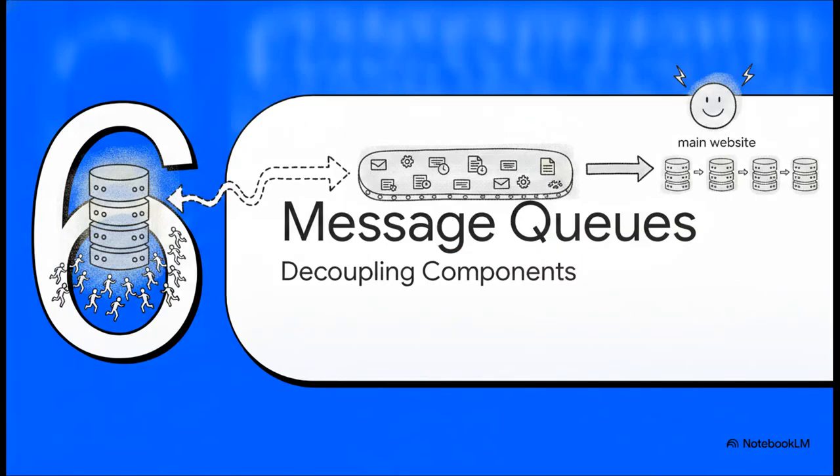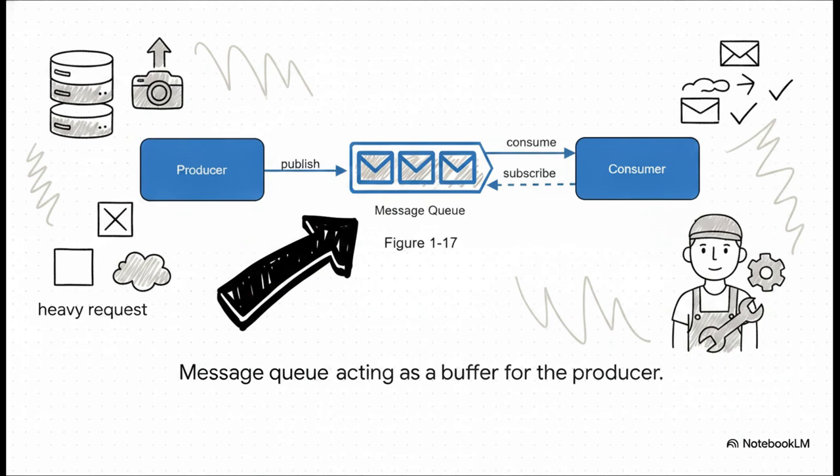Okay, we're serving millions now, but there's one final layer of polish we've got to add. Step 6, decoupling with message queues. To handle really heavy background tasks without tanking the main website, we decouple things using message queues. Think of a message queue as a giant memory buffer. You have a producer, like our web server, and it grabs a heavy request, like say a user uploading a massive photo that needs to be cropped and blurred.